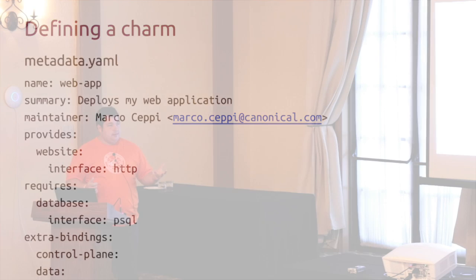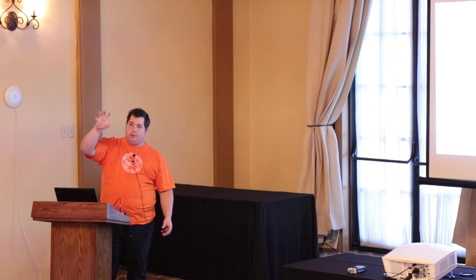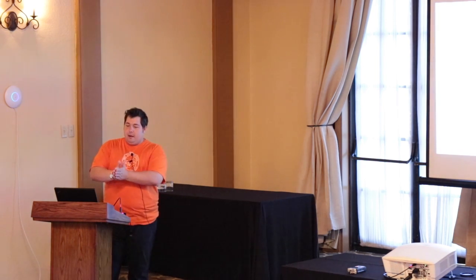However, if I have a website like this, the web app, it says I provide that website endpoint, and I consume the database endpoint, and I have two charms that provide and consume those two pieces. I've now been able to create a link across the board. This is where we get interoperability, where we're defining the bounding box between applications.